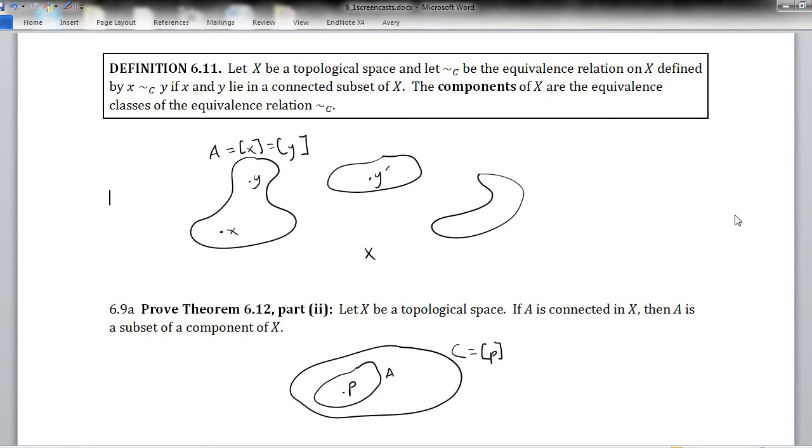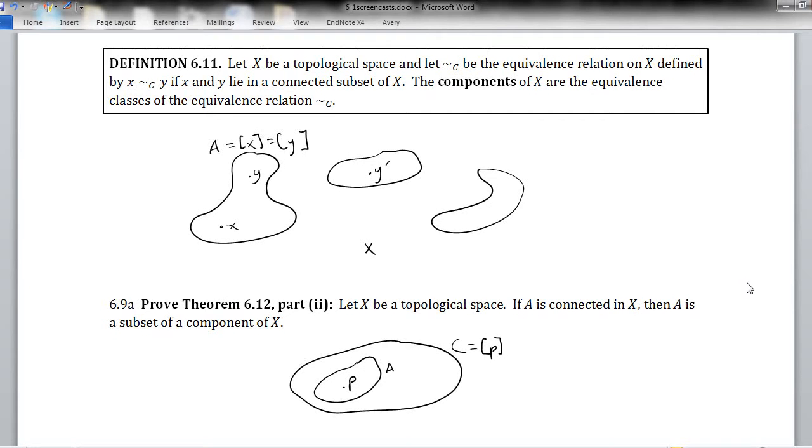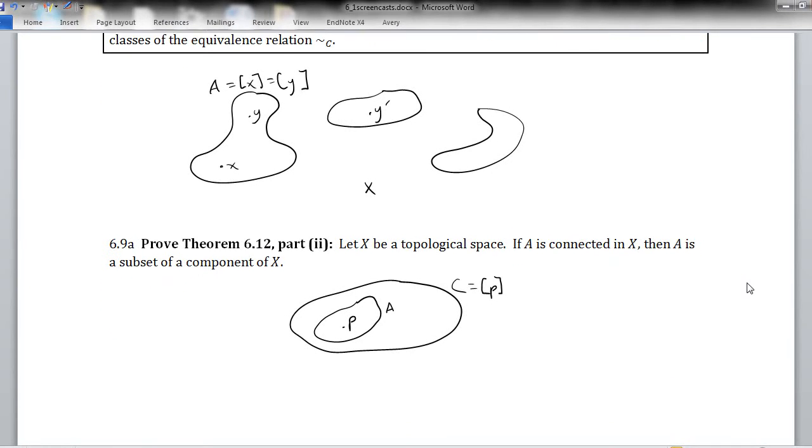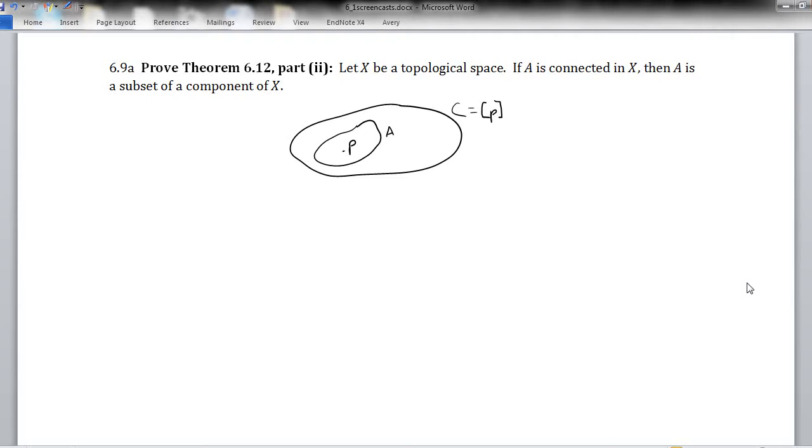Let X be a topological space. If A is connected in X, then A is a subset of a component. That makes sense because these components are basically the largest connected subsets of X that you can find. So if you have anything that's connected, it's got to be contained inside one of these things. This sounds a little like a lemma that we used in a previous video, but it's slightly different because we're talking about components now and we didn't have that language before.